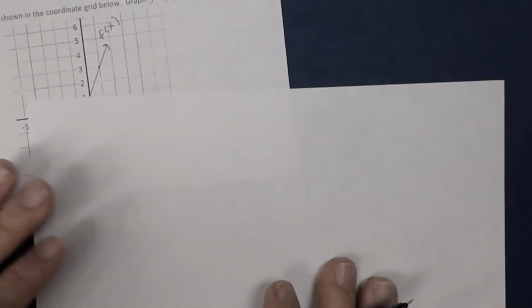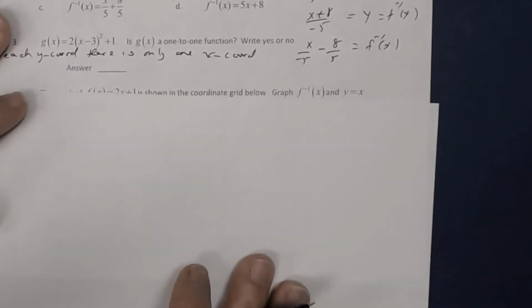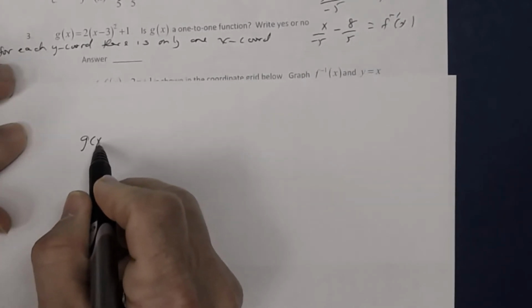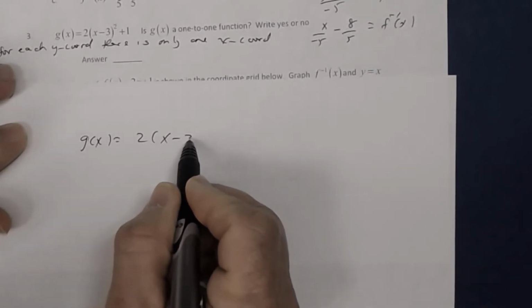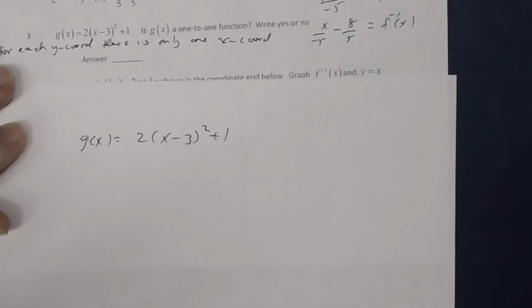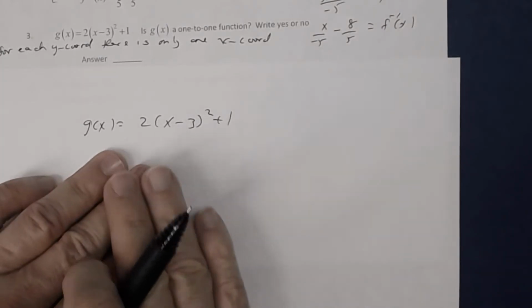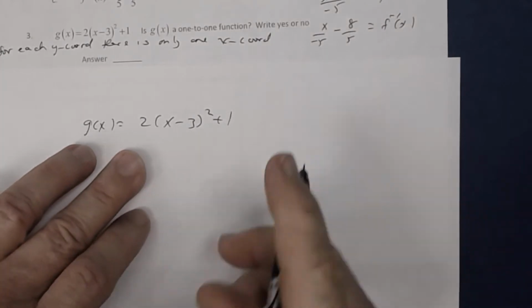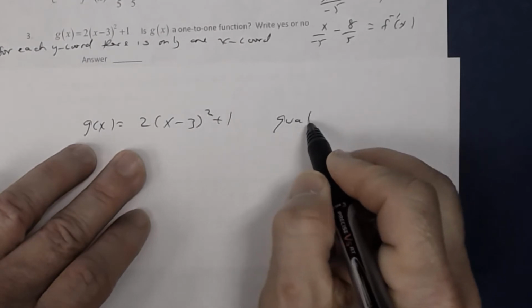So here's my function that I'm looking at. So g of x is equal to 2 times (x minus 3) squared plus 1. Okay. And I know from a previous lesson that this is a quadratic function.